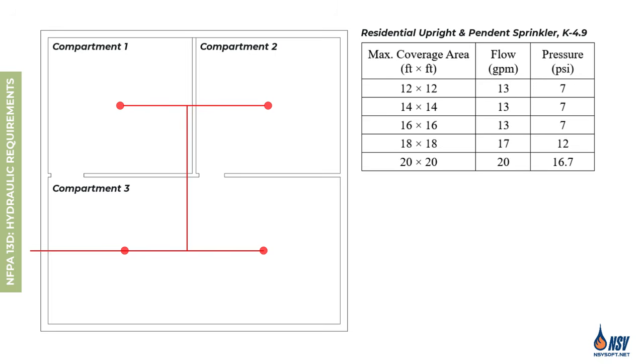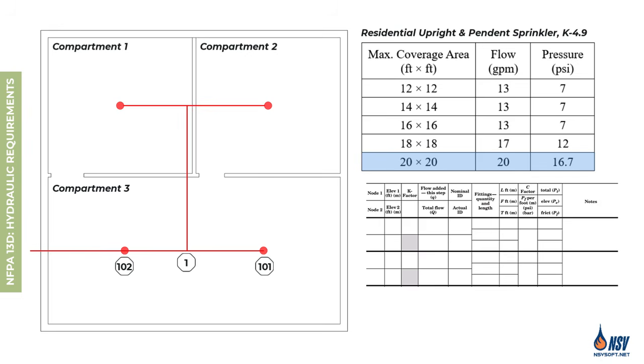In this example, there are 3 compartments. If we assume each sprinkler has a coverage area of 20 by 20 feet, the system demand should be determined by performing the hydraulic calculation for the 2 sprinklers in compartment 3, as these sprinklers create the greatest hydraulic demand. In the hydraulic calculation to determine the system demand, the most remote sprinkler is sprinkler 101. At this node, we should consider a flow of 20 gallons per minute and a pressure of 16.7 pounds per square inch in accordance with the sprinkler datasheet being used. The next steps are similar to those we explored in the previous videos.